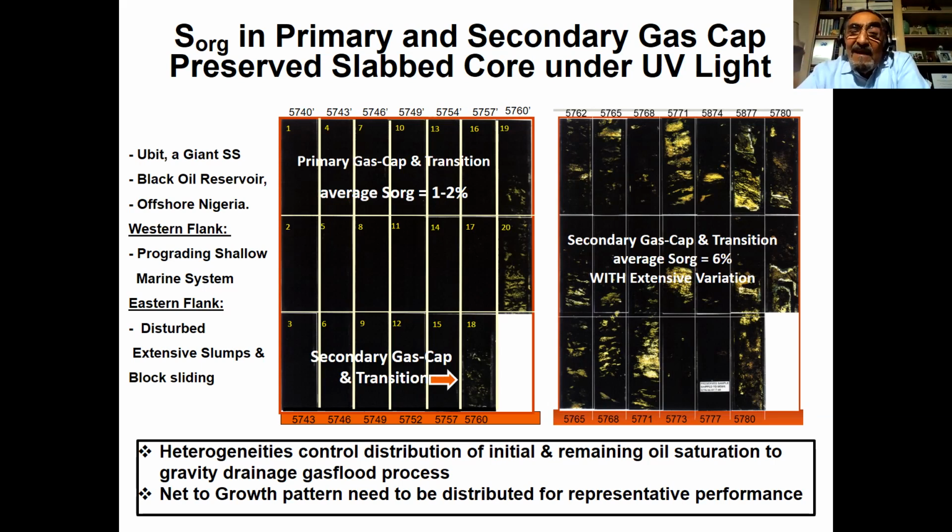Then in core 18, which is about 18 feet down, the first fluorescence appears, in core number 18, 19, 20. There is a small amount of oil you could see under fluorescence. And then as you look at it further, this is basically a secondary gas cap where we injected gas, and it actually did the displacement and left larger oil behind. And you could see in a core like 5771, significant oil is left behind.